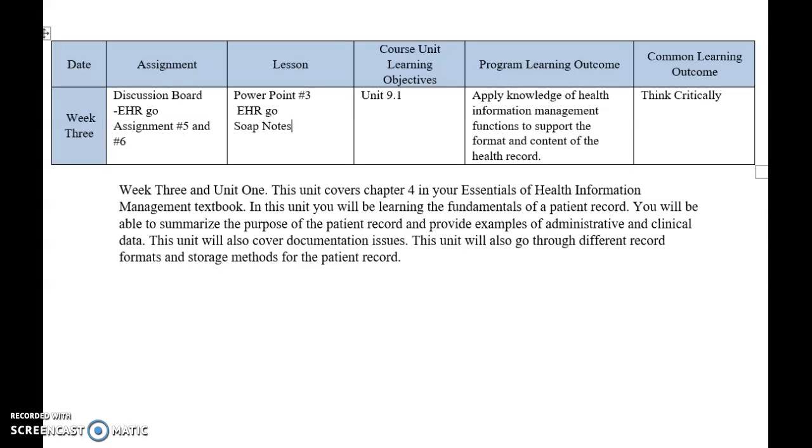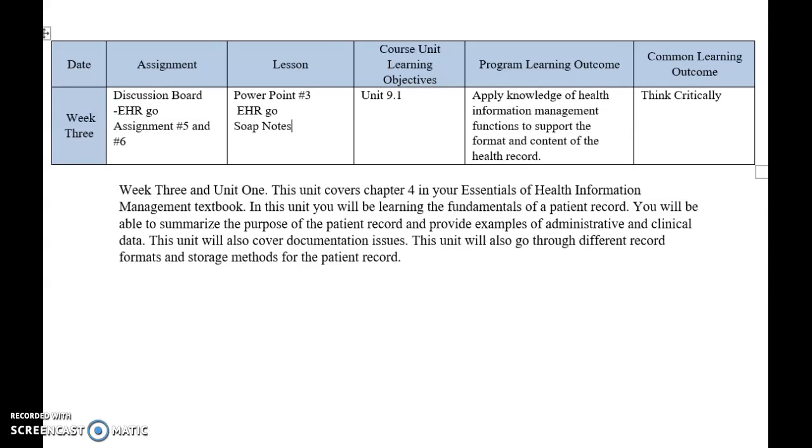And there is an assignment on SOAP notes. With the SOAP notes, just remember, it's subjective, objective, which again, that is the exam, assessment, what's wrong with the patient, and then the plan.